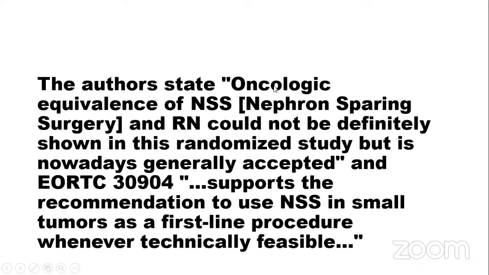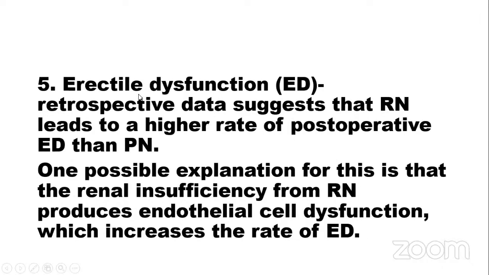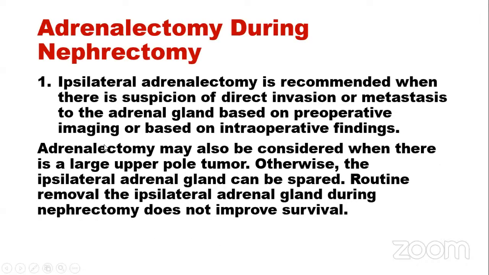The authors noted that the oncological equivalence of nephron-sparing surgery and radical nephrectomy could not be definitively shown in this randomized study, but nowadays it is generally accepted, and EORTC supports the recommendation to use nephron-sparing surgery in small tumors as the first-line procedure whenever technically feasible. Erectile dysfunction: retrospective studies suggest that radical nephrectomy leads to a higher rate of postoperative erectile dysfunction than partial nephrectomy. One possible explanation is that the renal insufficiency from radical nephrectomy produces endothelial cell dysfunction and increases the rate of erectile dysfunction.